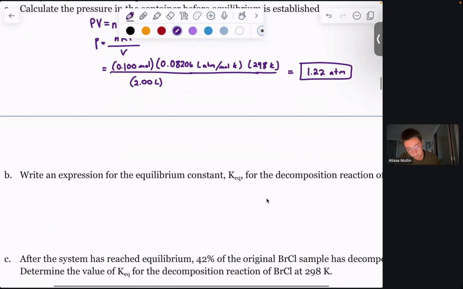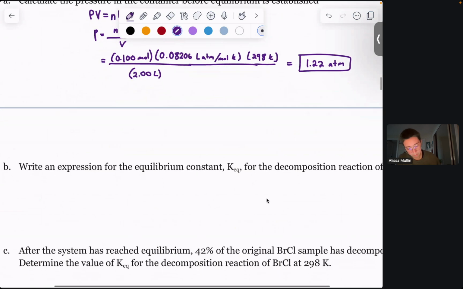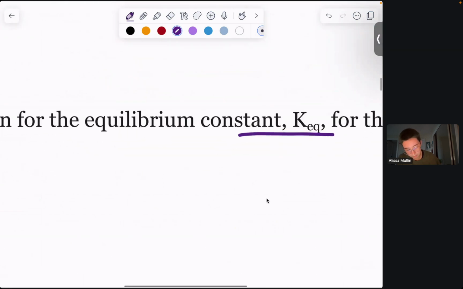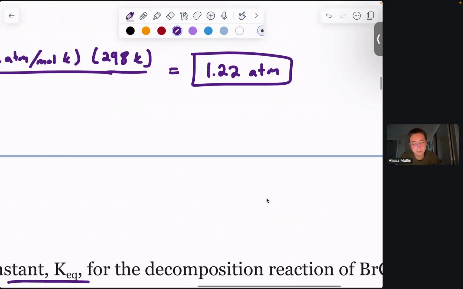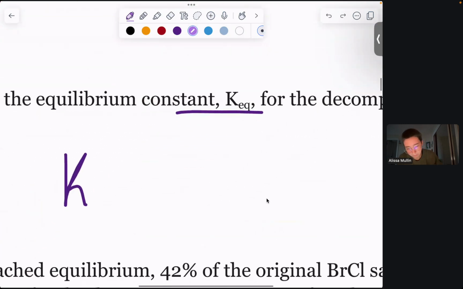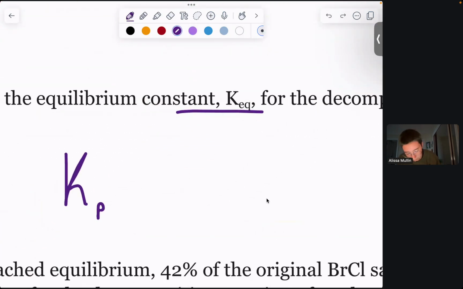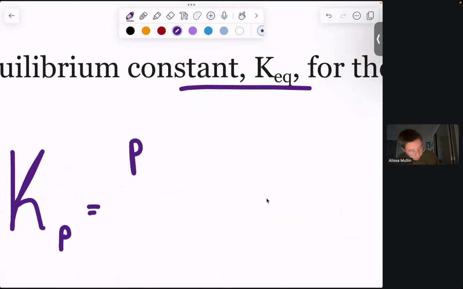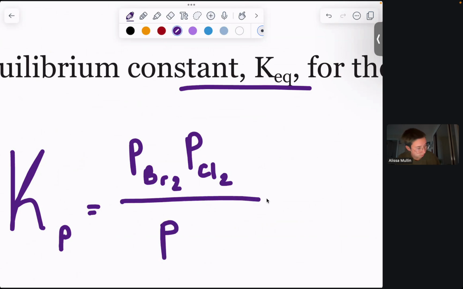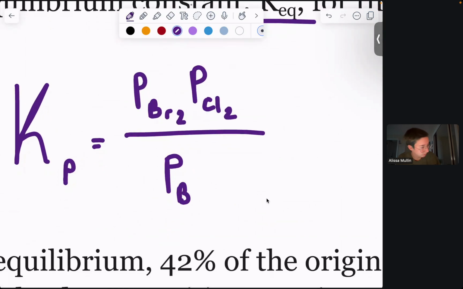Cool. All right, and then how would we get Kp? Or sorry, it just says KEQ, so technically you can do it in terms of concentration or pressure, but looking ahead, we know we have pressure, so let's do it in terms of pressure. Pressure of your product, pressure of your other product, over the pressure of your reactant.